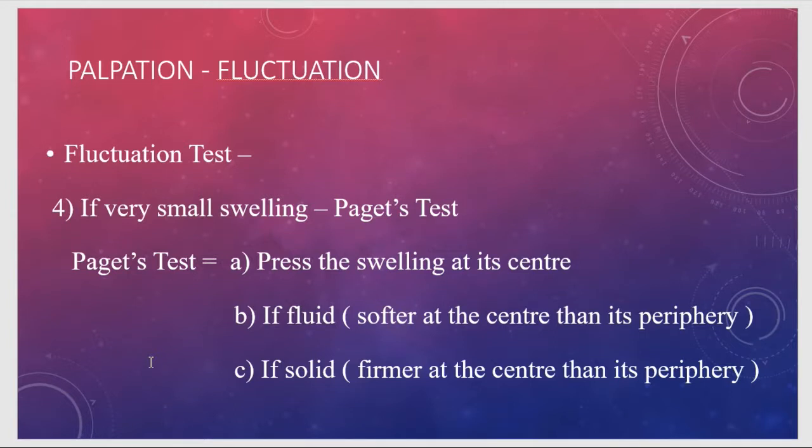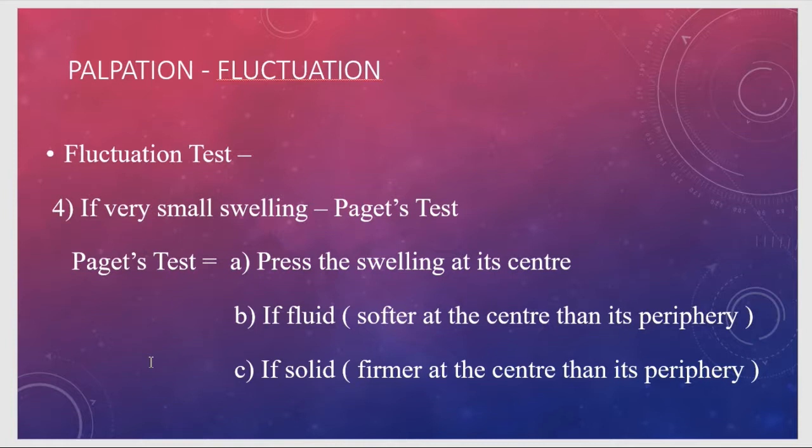If the swelling is very small, use Paget's test. We are going to use Paget's test if a swelling is very small. If the swelling is large like a hydrocele, use your thumb and forefingers. Press it on one pole with one hand and feel the fluctuation on the opposite pole with the second hand. Whereas if the swelling is very small, use Paget's test.